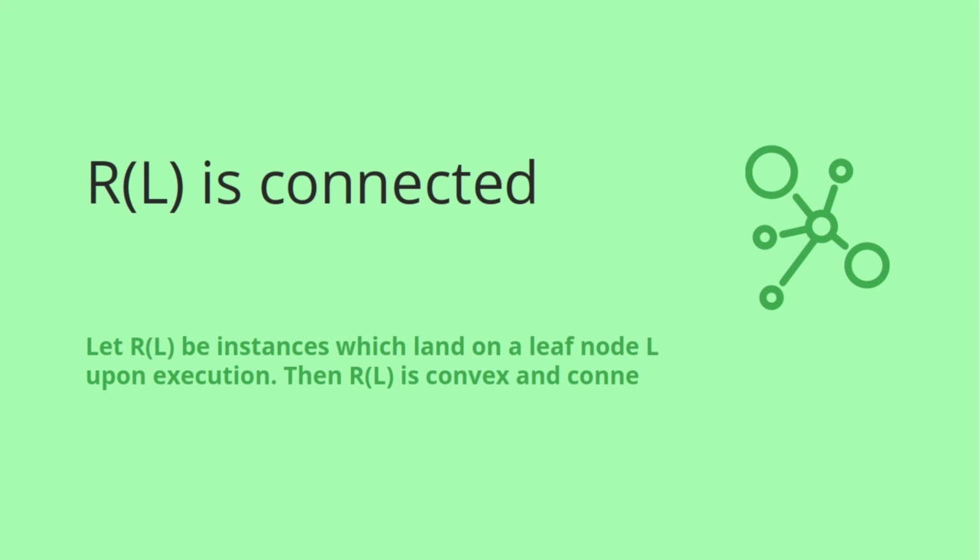The first one, that is R of L is connected. So formally we can state this claim as: let R of L be instances which land on a leaf node L upon execution. Then R of L is convex and connected. Now let me explain the meaning of convexity and connectedness in the next slide.